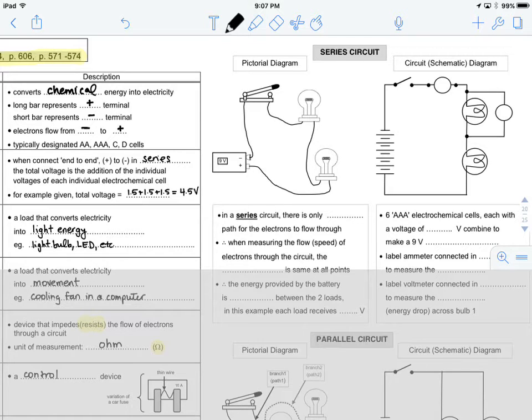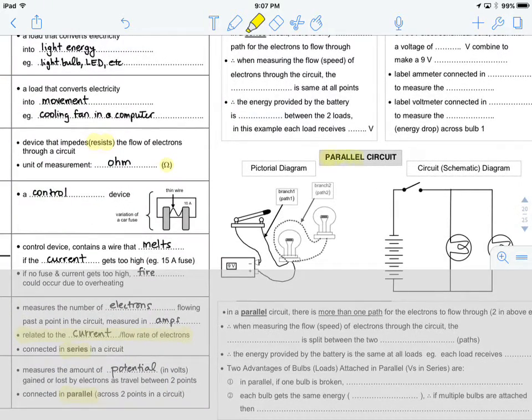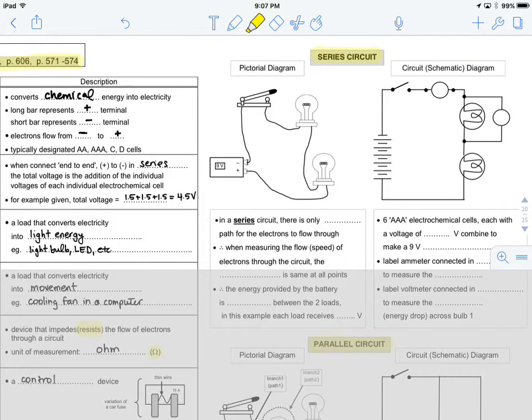Second half of this note, and we're going to introduce very, very briefly a series circuit and what that's all about, and a parallel circuit and what that's all about. So this is your kind of crash course so that we have a way to begin our discussion about the different types of circuits that we're going to see. And so here we go.